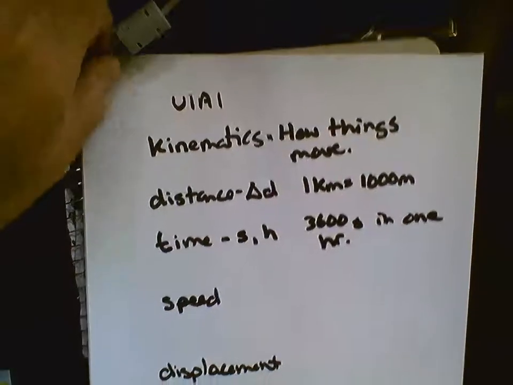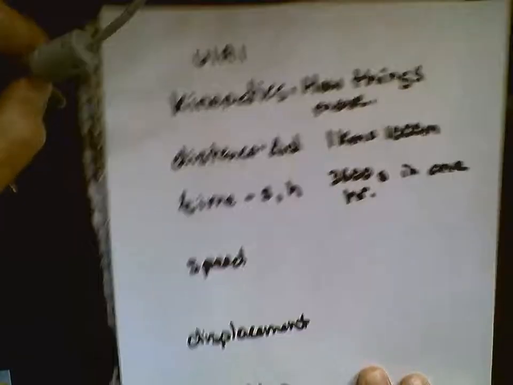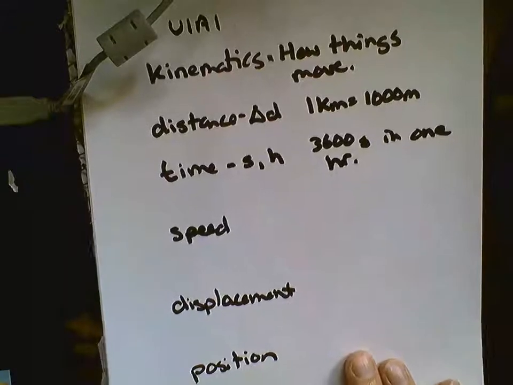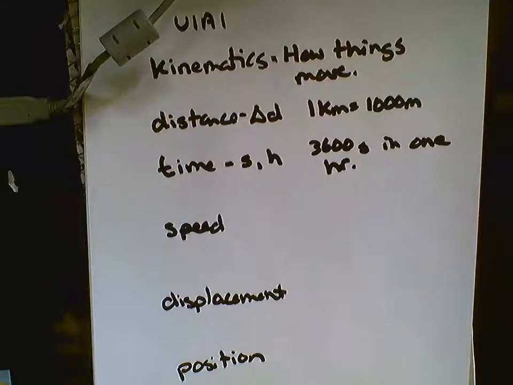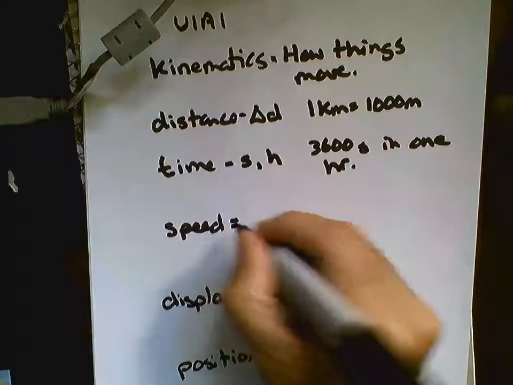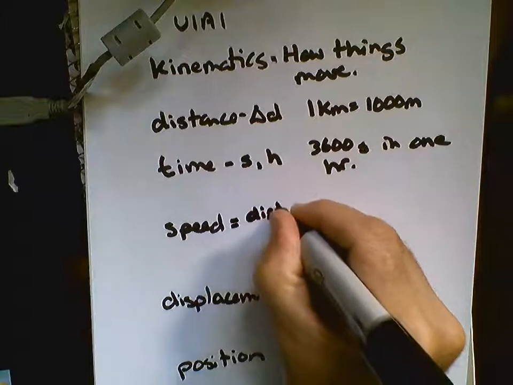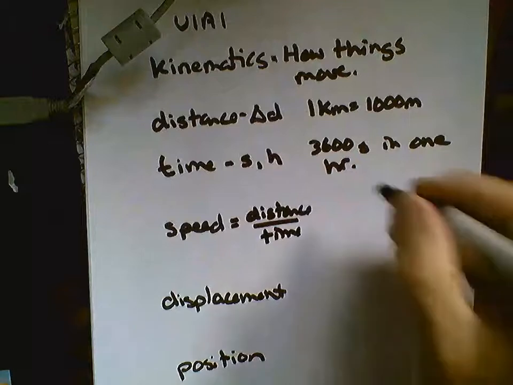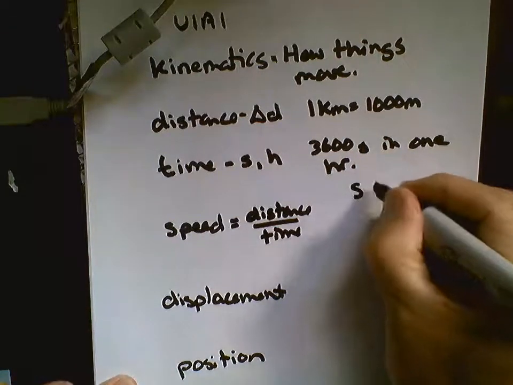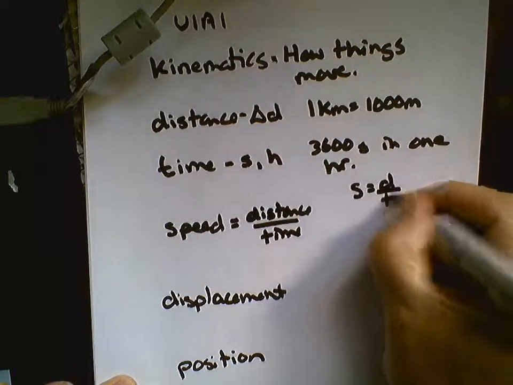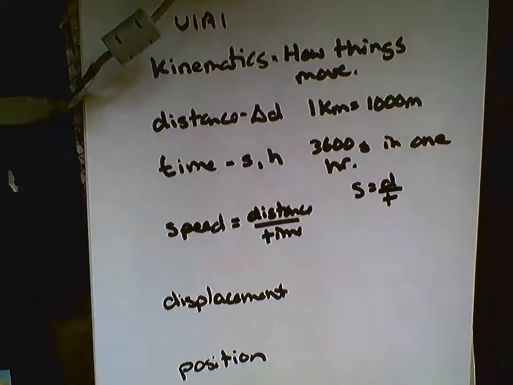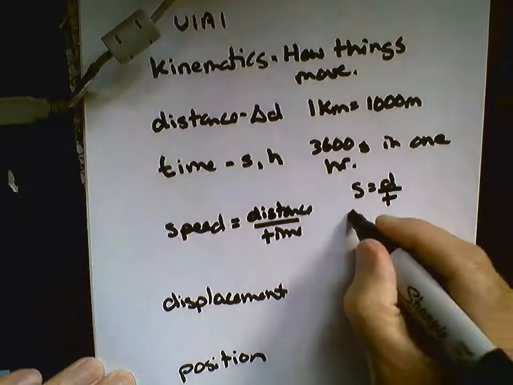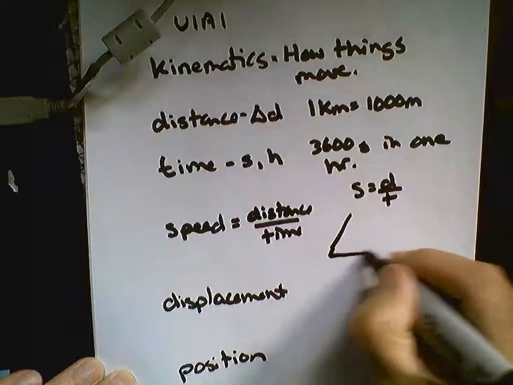Now, the reason that we introduce distance and time is because we need both of these things to come up with speed. So speed is a combination of the distance you traveled over a given amount of time. So speed equals distance over time. If we make this into a formula, we can rearrange that formula. Now, there are videos today to teach you how to rearrange formulas.